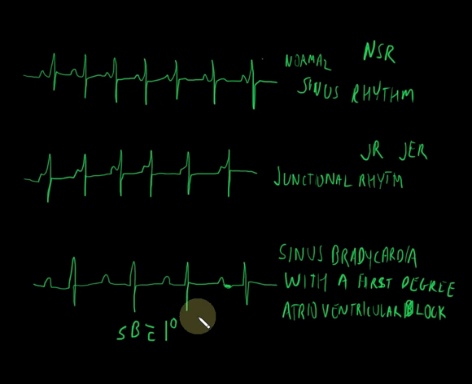So greater than 5 blocks on a consistent basis. Now 5.1 blocks, I'll probably look the other way. But if it's 6, 7, 8, 9 blocks on a regular basis, consistently 7, 7, 7, 7.5, 7, 7, 7, 7.5, that's a long PR interval. That's a first degree block. So that covers our first degree blocks.